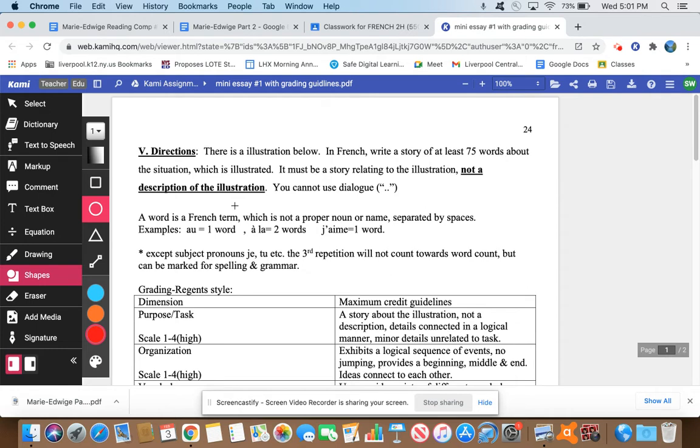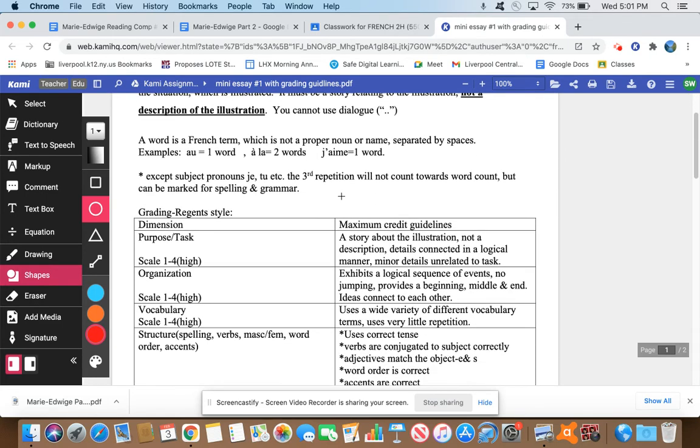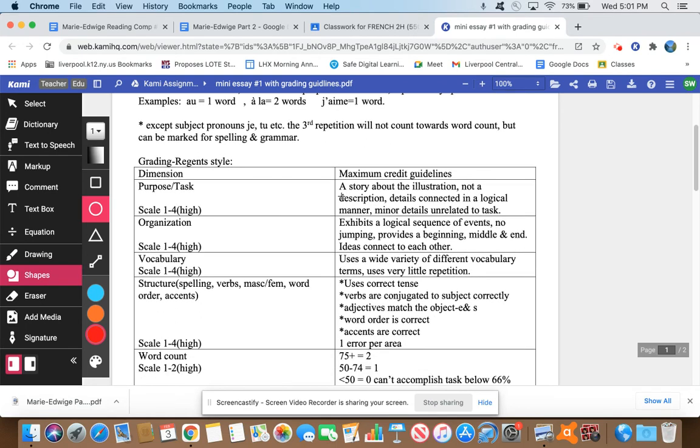It doesn't count as a sentence. No dialogue. Okay, that means you can't say they said, "Where's the book?" You have to say he asked for a book, she asked for a book, but no dialogue. Okay. Grading guidelines are here if you want to look at it, but it's simple.